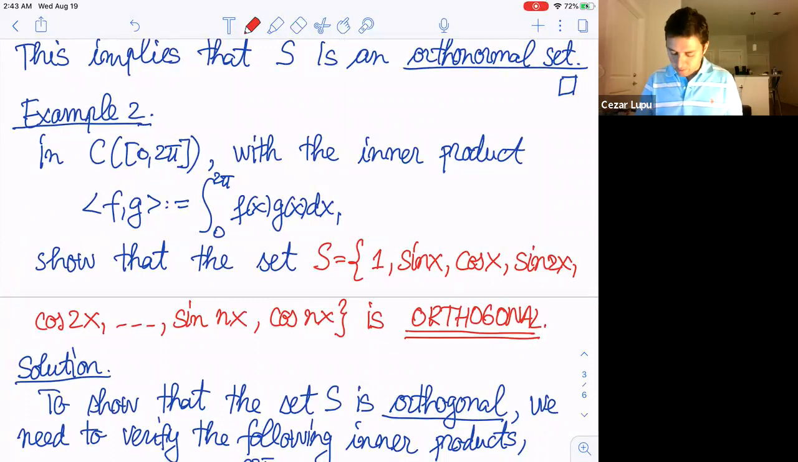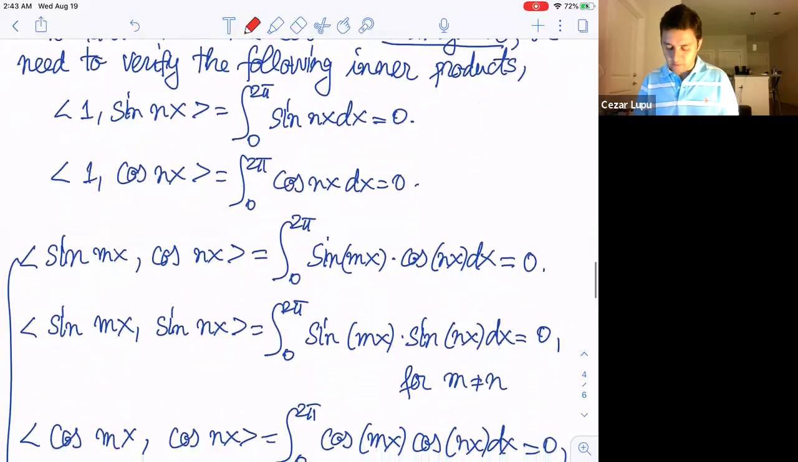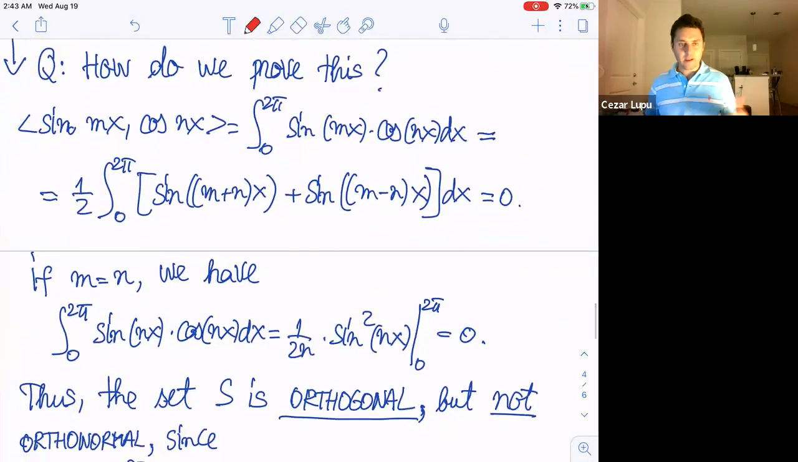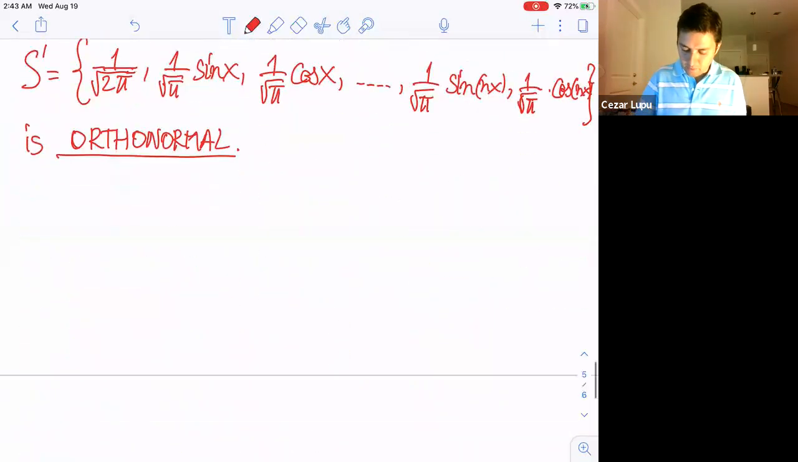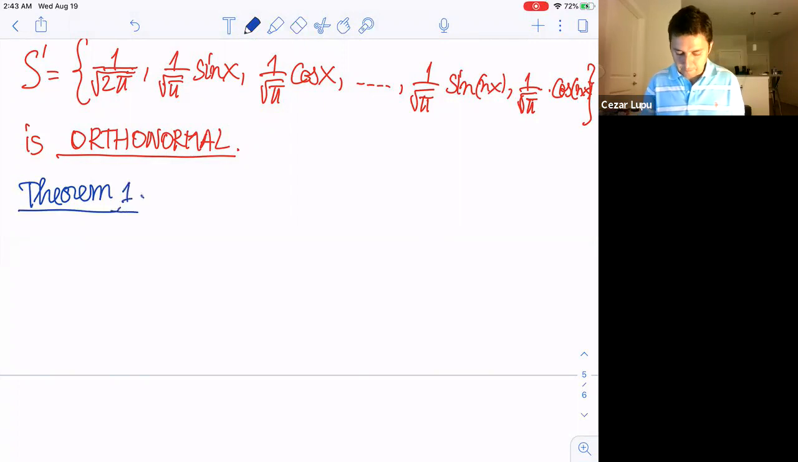Now I'm going to talk about a very important theorem, because we have seen in all these examples that each set is linearly independent, right? And we have the following theorem. Theorem 1, let's say. Basically, this theorem says that orthogonal sets are linearly independent.